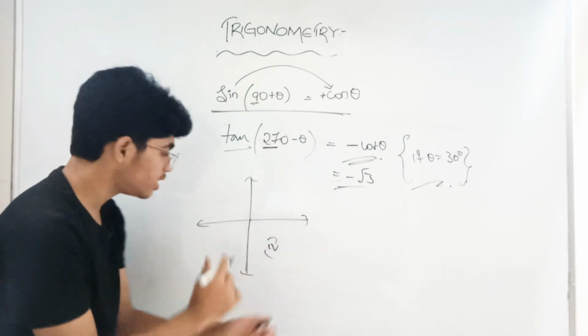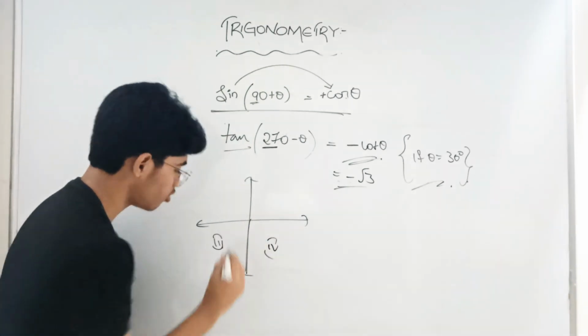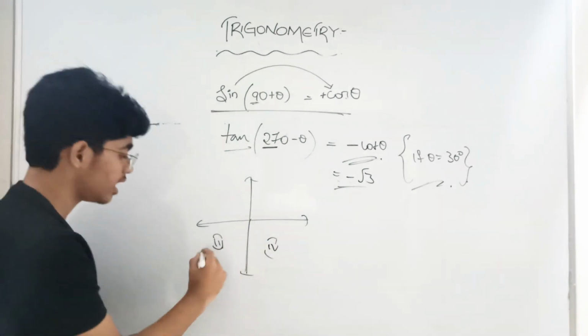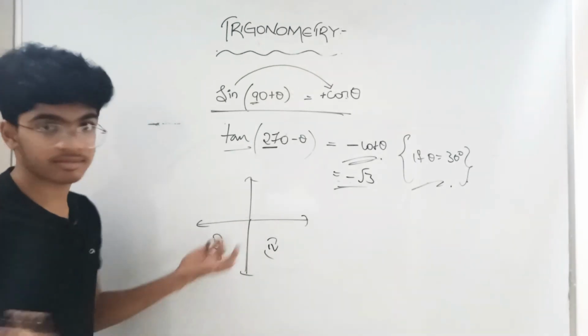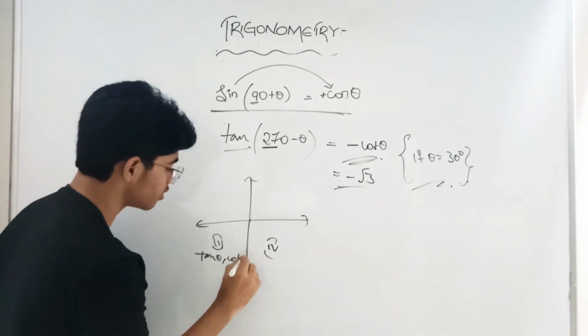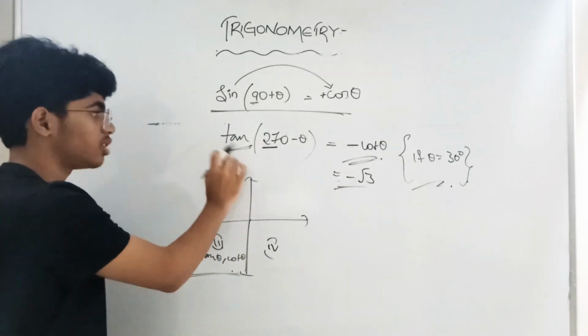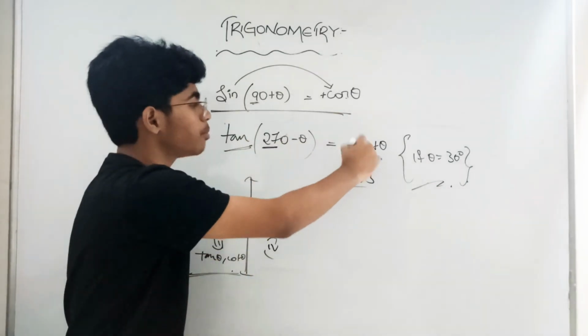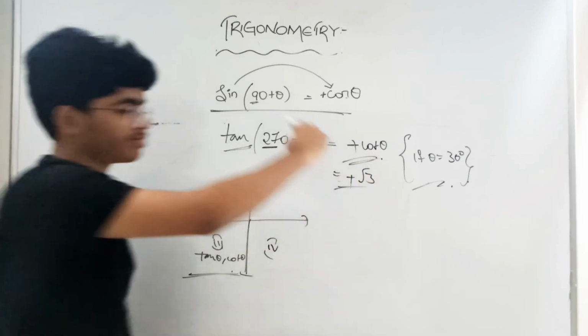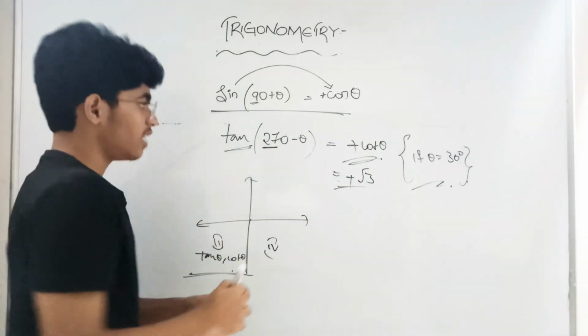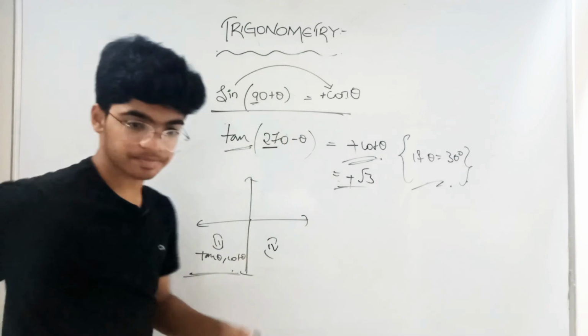But before 270 degrees is the third quadrant. So what is in the third quadrant? Tan is positive and cot is also positive. Here they have given tan, so we don't need to check for cot. So tan is positive, so the answer will come positive. The answer changes if it is even, and the sign changes.